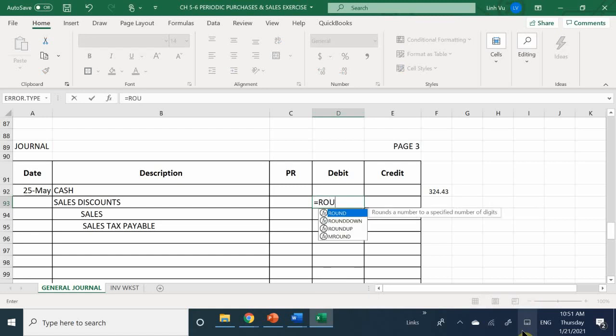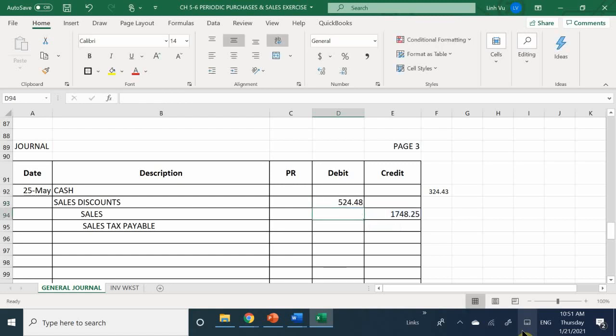30%. Good. So I'm going to go ahead and equal round this times 30%. So how much is 30% of this 1,748? I got 524.48. Yep. Okay. So that's how much you're discounting off of this original price right here.